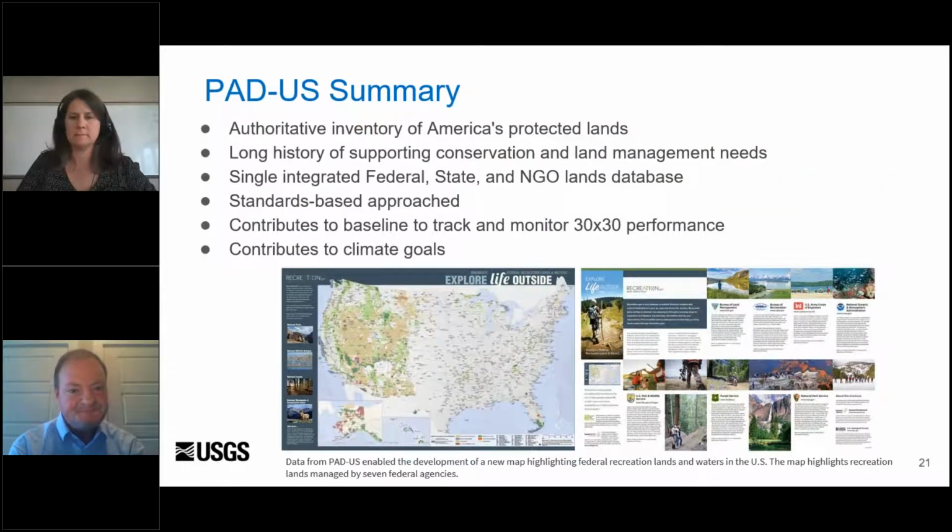So in summary, PADUS is an authoritative inventory of America's protected lands. And as we talk about authority, that really comes from the recognition that PADUS is a national geospatial asset from the Federal Geospatial Data Committee. We have a long history of supporting conservation and land management needs, and it represents that single source for integrated federal, state, and NGO lands within one database.